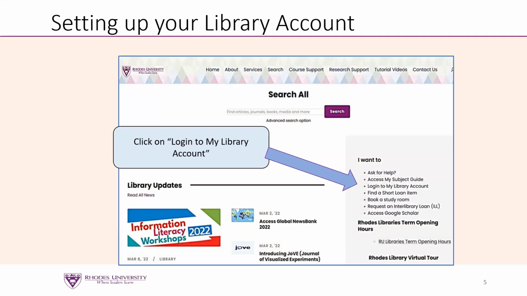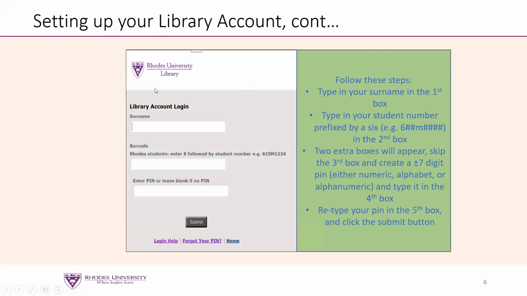So this is the library website, and this is where you would find the login to your library account. You would click on that link over there, and you will see this box here. If anybody has already set up their library account, this will look familiar. These are the steps to follow. Initially, when you're setting up for the first time, you just put in your surname and the barcode. This would be your student number, but first a 6.